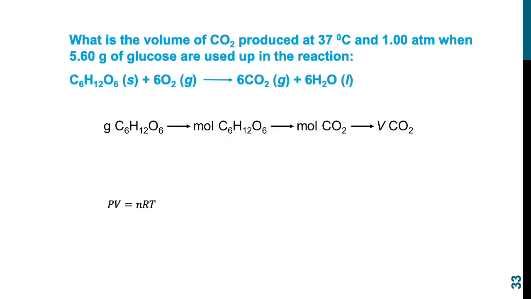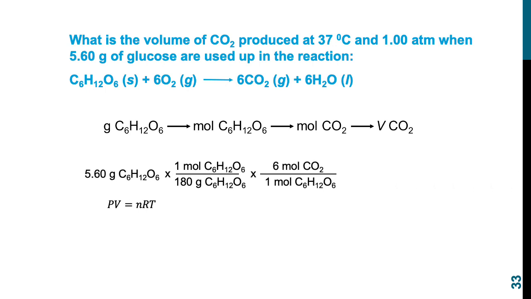Okay, I give an example here. What is the volume of gas CO2 produced at 37 degrees Celsius and 1 atm when 5.6 gram of glucose are used up in the reaction? So here we want to find gas CO2, volume for the CO2. But given here is a mass of the glucose. So you can use this mass of the glucose to find the volume of the carbon dioxide. So it means that you need to find number of mole here. And then use the mole ratio to find this number of mole.